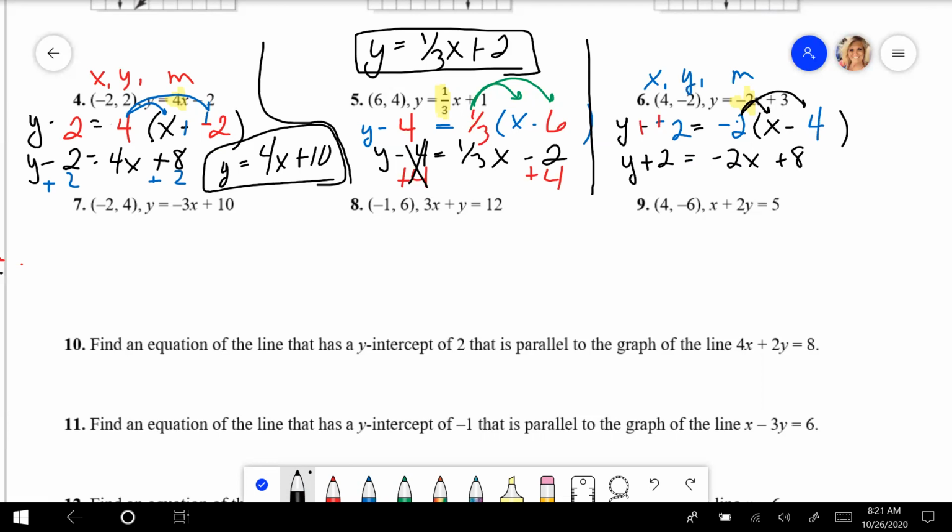Now what do you do to get y by itself? Yeah, you need to get rid of that 2. You need to subtract 2 from each side. And I get y equals negative 2x plus 6. That should have been what you got for your answer. Try and do number 7.